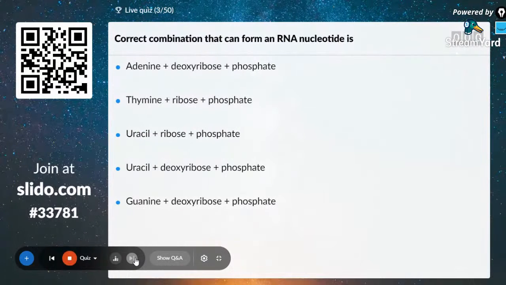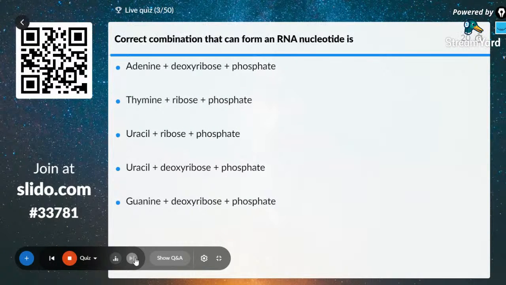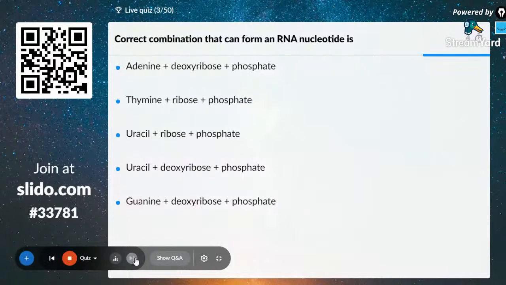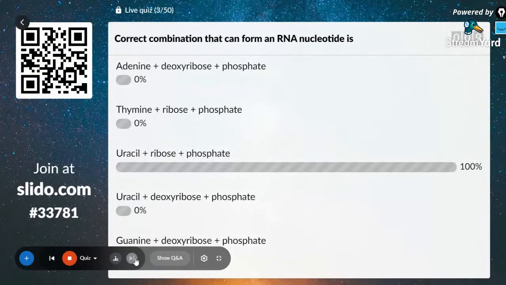Correct combination that can form an RNA nucleotide is adenine plus deoxyribose plus phosphate, thymine plus ribose plus phosphate, uracil plus ribose plus phosphate, uracil plus deoxyribose plus phosphate, guanine plus deoxyribose plus phosphate. Yes, majority answer on the screen. Very good, guys. It is a correct answer. Next question on the screen.